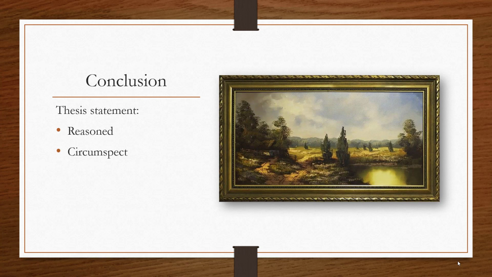Circumspect. Another aspect of the thesis statement is that it should be circumspect. Circumspect comes from two words that you might know from Latin. Circum, you might have heard circumference or circumnavigate, words like that. So circum is related to the word circle. Spect has to do with seeing, as in spectator, or inspect. So circumspect means you're looking around.